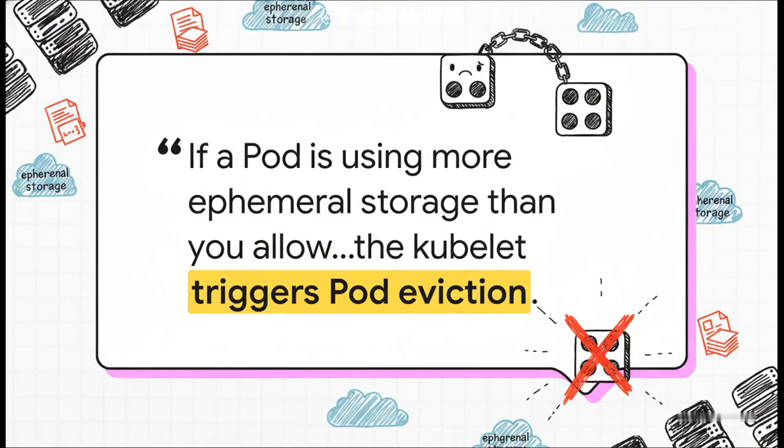And it's not just CPU and memory either. The same exact principle applies to temporary disk space, what we call ephemeral storage. This quote here is straight from the official docs, and it's a pretty stark warning. If your pod starts writing too many logs or temporary files and blows past its storage limit, the kubelet, well, it won't hesitate to just kick the entire pod right off the node. It's called eviction.